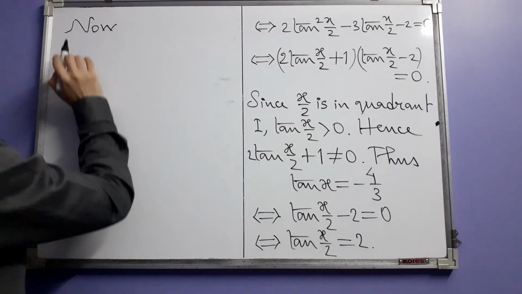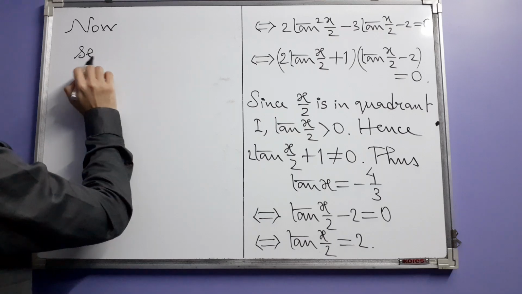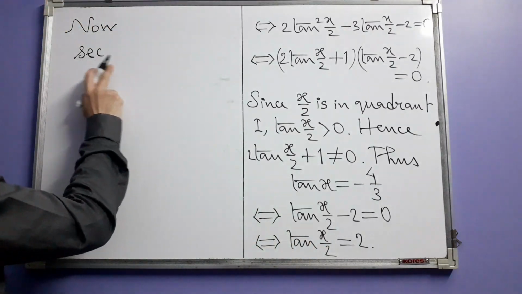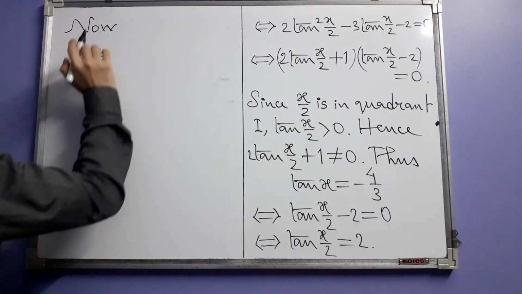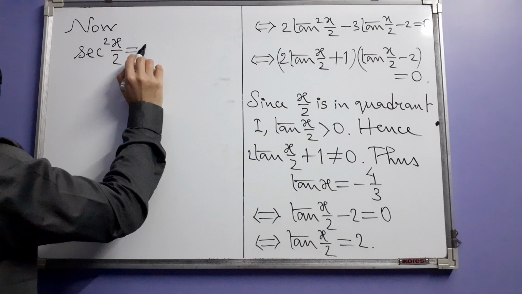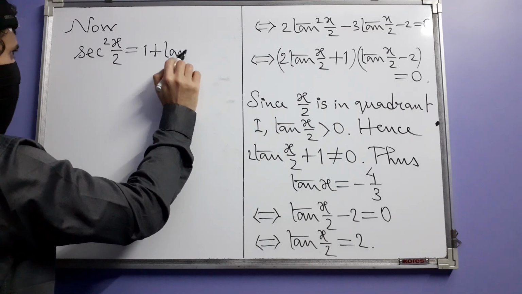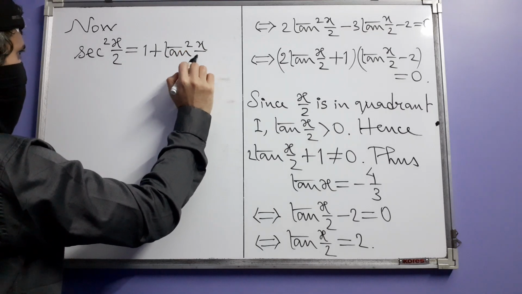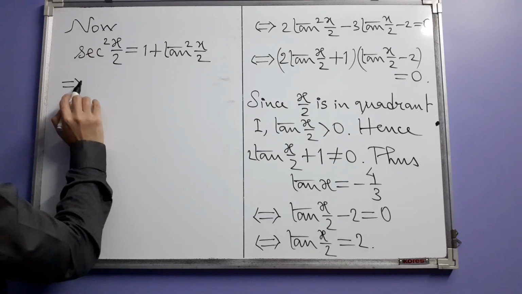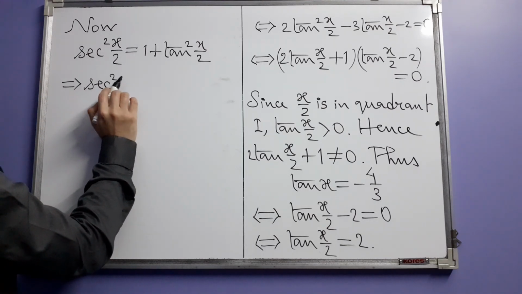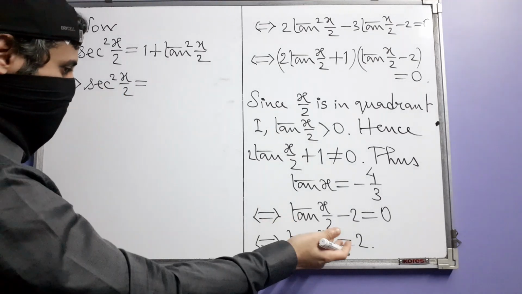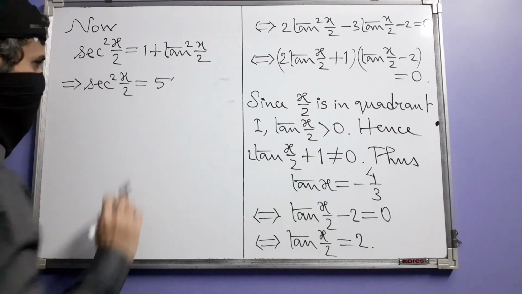Okay, so now what you can write? To get to cos from tan, the link is through secant, because secant square x over 2 is 1 plus tan square x over 2. So this implies 1 plus 2 square is 5.